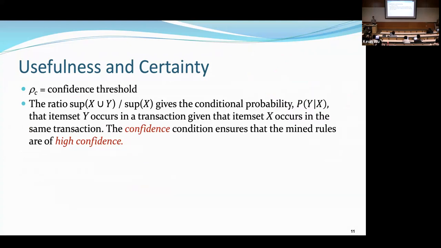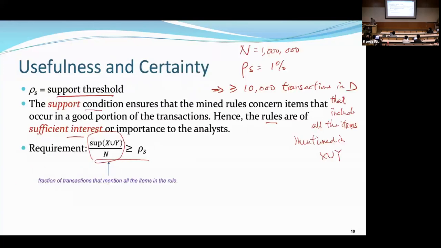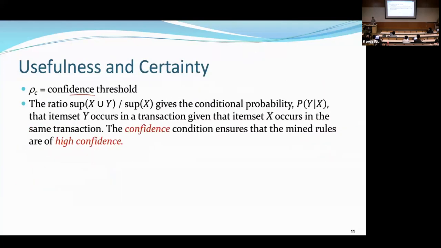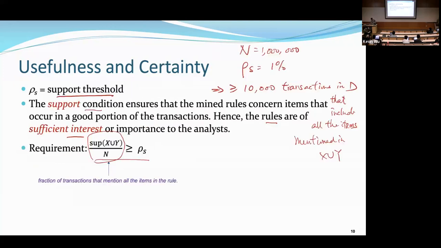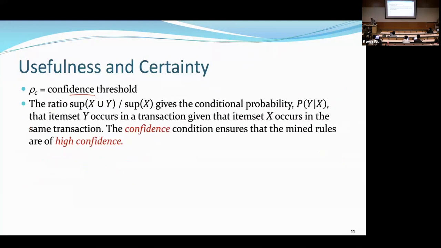This one is easier to understand. With the confidence condition, which is here, we have another threshold, rho C, and this is called the confidence threshold. And essentially what we require is that this ratio, which is shown here, has to be not too small, has to be at least equal to rho C, the confidence threshold.